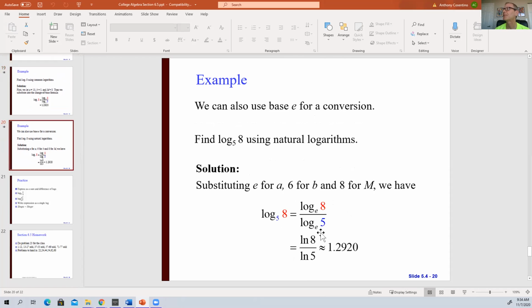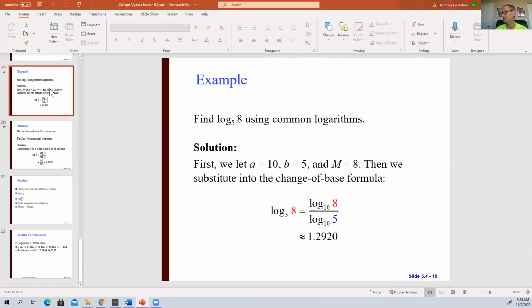You could do the same thing with the natural log. That's what I do. On my calculator, I know where that natural log button is, so it's easier for me. And so you could do the exact same idea. So we're not going to spend a lot of time on this. It's not, in the grand scheme of things, a very important application, but just in case you ever need to do that, that is called the change of base formula.